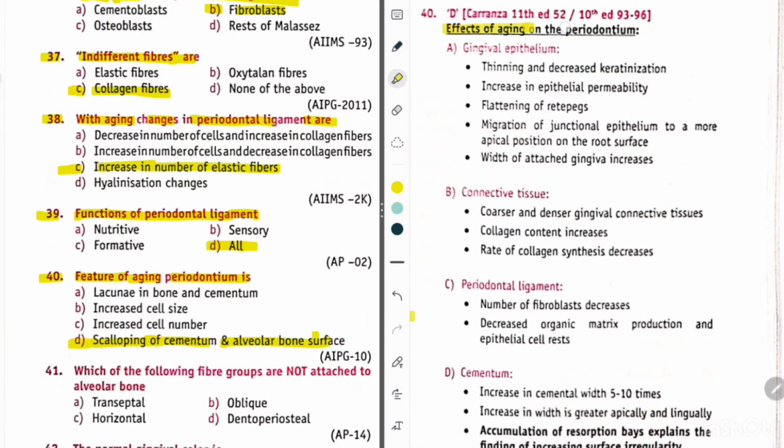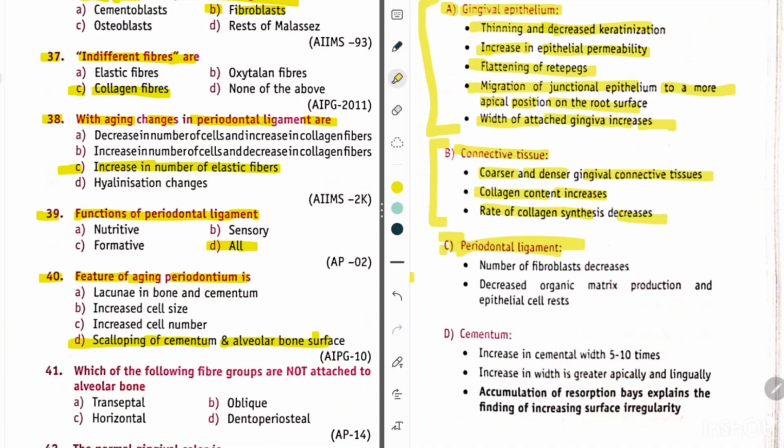So, effects of aging on the periodontium. Gingival epithelium: thinning and decreased keratinization, increase in epithelial permeability, flattening of rete pegs, migration of junctional epithelium to a more apical position on the root surface, and width of attached gingiva increases. These are the age changes of gingival epithelium. Now what are the age changes of connective tissue? Coarser and denser gingival connective tissues, collagen content increases, and rate of collagen synthesis decreases.